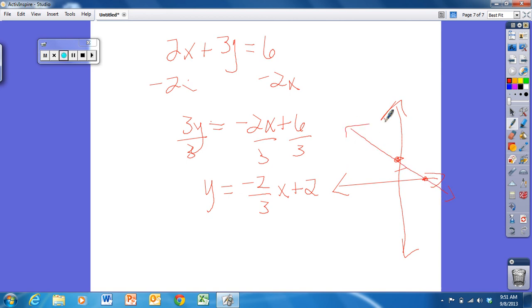Beautiful. On your calculator, you would go into y equals, and you would type the negative sign, and then 2, and then divided by 3, x plus 2, and then you would push graph, which is over here, and it would look like this, hopefully. We're going to talk more about calculator stuff as we go, because you guys have to get really good with those calculators. Okay, the last part of what we have to talk about is parallel and perpendicular lines.